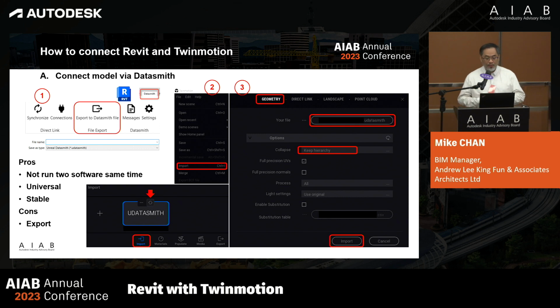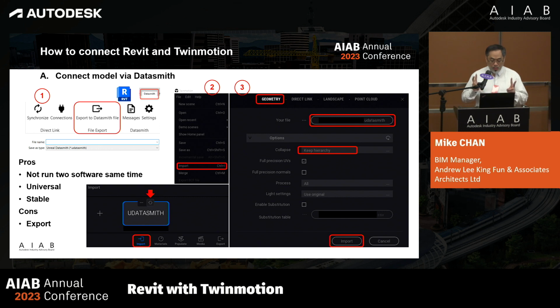So the starting point will be from Revit. You go to the Datasmith tab, or if you're using 2023, you go to View and Twinmotion, and you will still find Export to Datasmith file. After that, you just need to choose the directory and give it a name, then it will export. In Twinmotion, what you need to do is click Import. When you do, a dialog will pop up, and you choose the geometry and then the file name. Of course, you go to the directory.